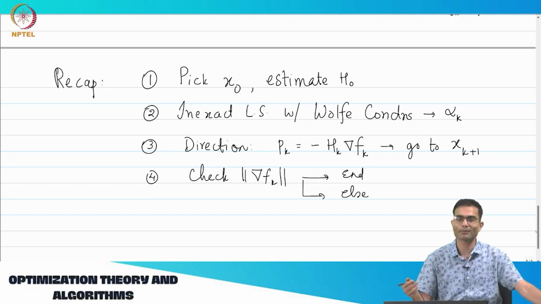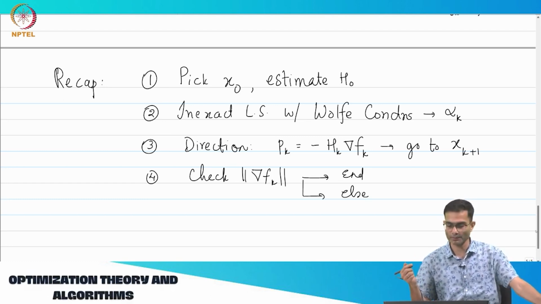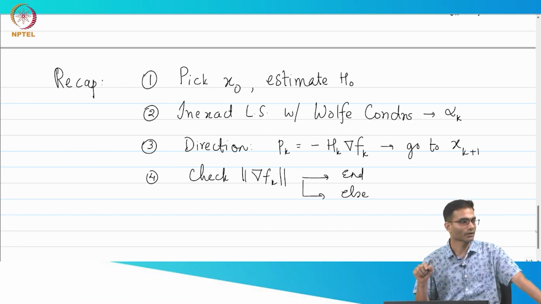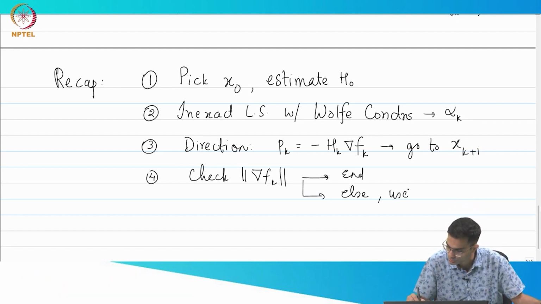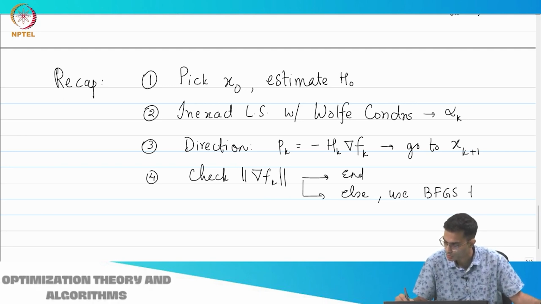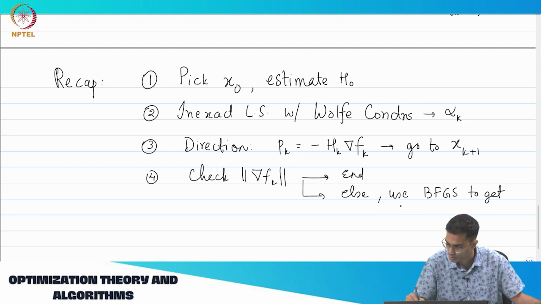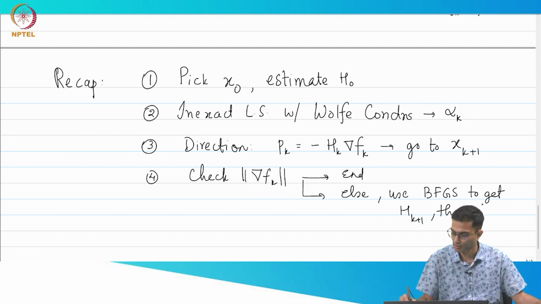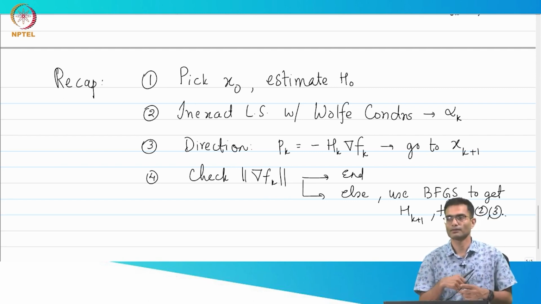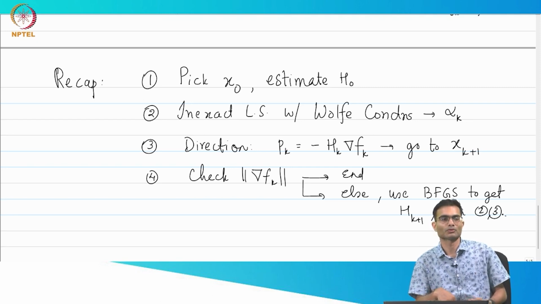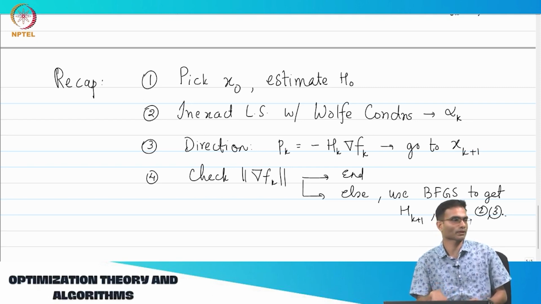I need to update my H, because unless I update my H, I cannot compute the direction which is sitting in step 3, right. So here is else, use BFGS to get Hk plus 1, then 2 and 3, right. So that's our quasi-Newton method.